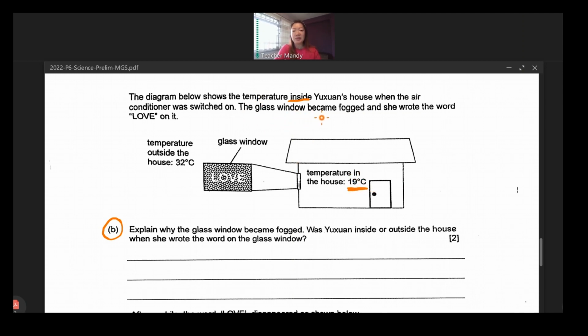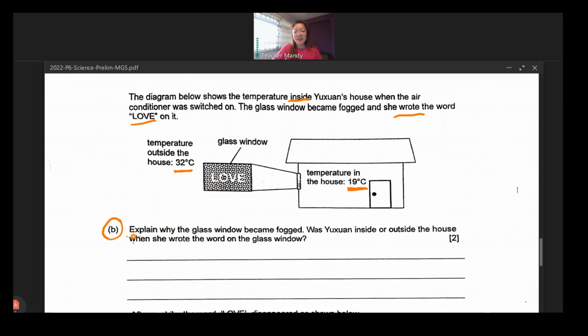The glass window became foggy. It was fog, and she wrote the word love on it. Okay. How was she able to write the word, isn't it? The temperature outside is 32 degrees Celsius. It's a very warm day. Okay, so on her window, she was able to write the word love.